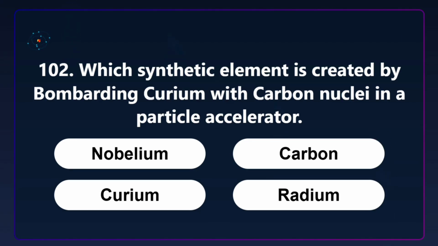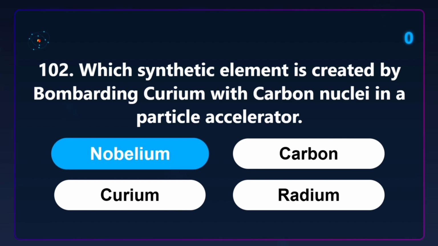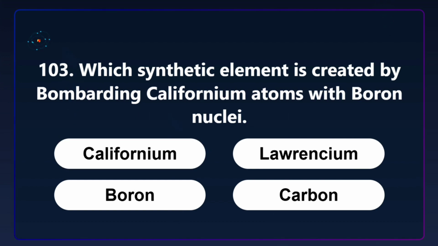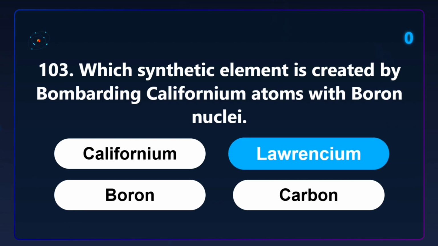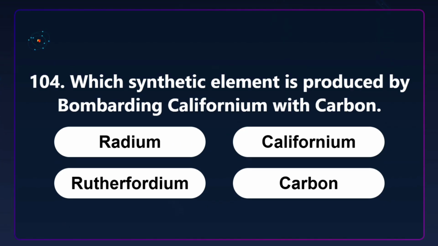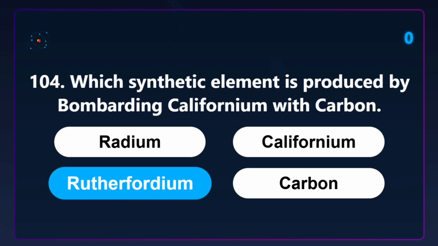Question 102. Which synthetic element is created by bombarding curium with carbon nuclei in a particle accelerator? The answer is nobelium. Question 103. Which synthetic element is created by bombarding californium atoms with boron nuclei? The answer is lawrencium. Question 104. Which synthetic element is produced by bombarding californium with carbon? The answer is rutherfordium.